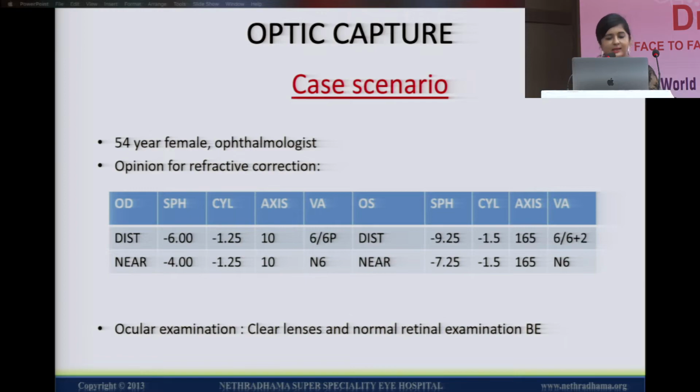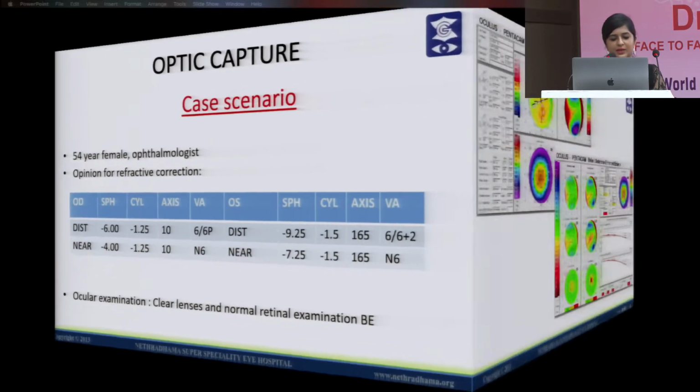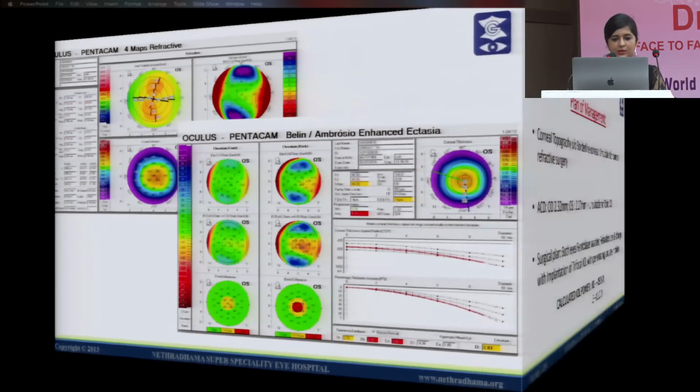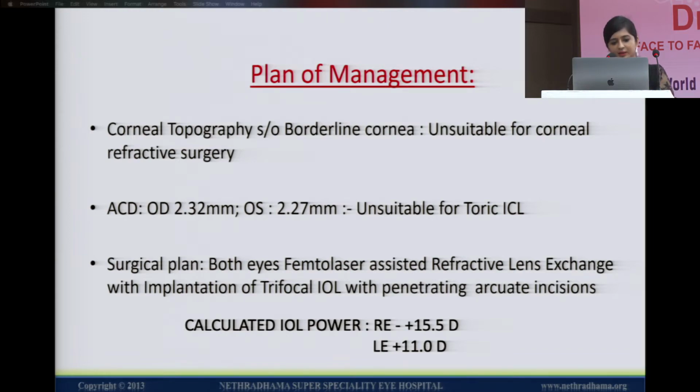So in the last case scenario, I would like to discuss a very interesting case of optic capture. This was a 54-year-old female ophthalmologist who came for a refractive correction for an opinion. She had a high spherical myopic error. On ocular examination, the rest was normal, but she did have borderline topography in both eyes. So she was unsuitable for corneal refractive surgery, and her anterior chamber depth was quite shallow, 2.32 and 2.27. So she was unsuitable for an ICL as well.